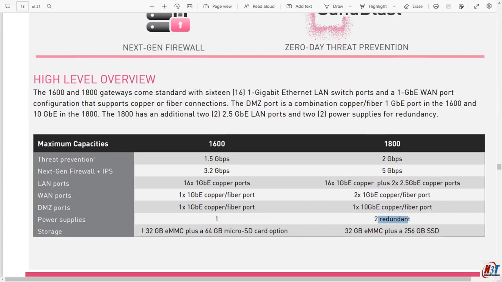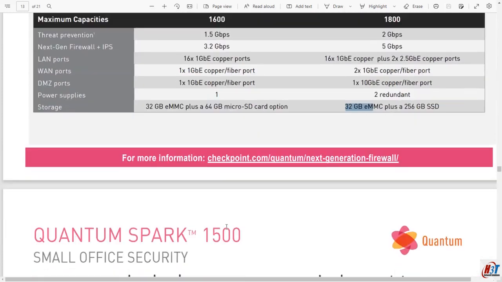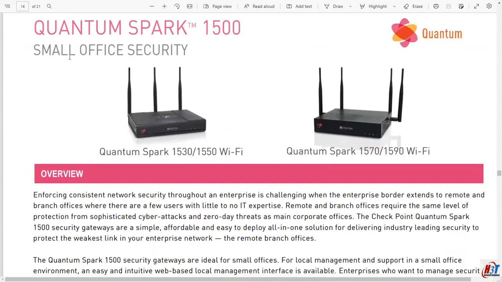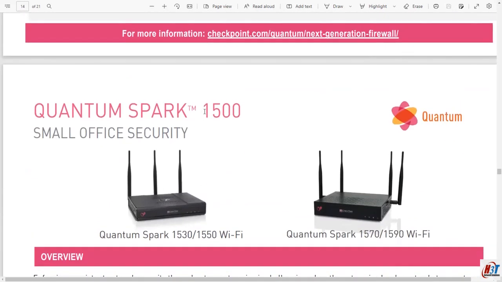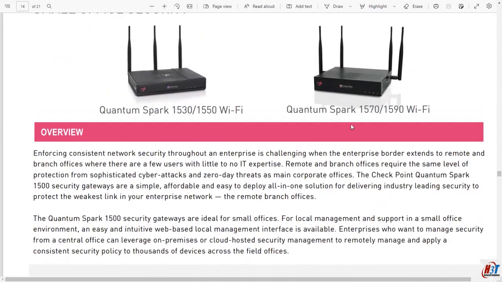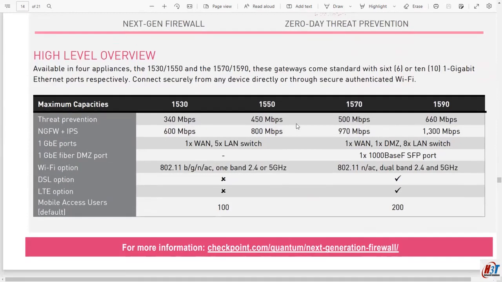Storage, if you see, you get an eMMC 32 GB here, plus you get a 64 GB micro SD card option here. On the other hand, if you look into the 1800, it gets a 32 GB eMMC plus 256 GB SSD option. Moving back to the desktop form, which is the small office security, which is the 1500 series. This is how it looks like. You get the Wi-Fi option as well on these.